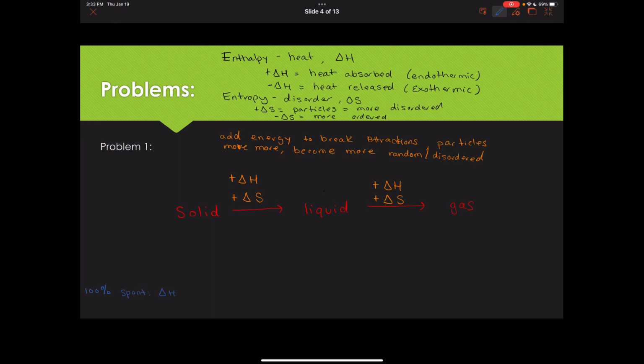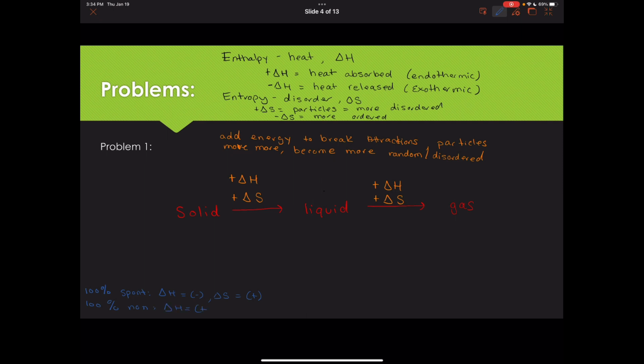When delta H is negative and delta S is positive, that means it always occurs. It doesn't matter the temperature, as long as we have that release of heat. Releasing heat, going to a lower energy state is always more stable. Delta S being positive, so being more disordered, is a more stable state. That'll be 100% spontaneous.